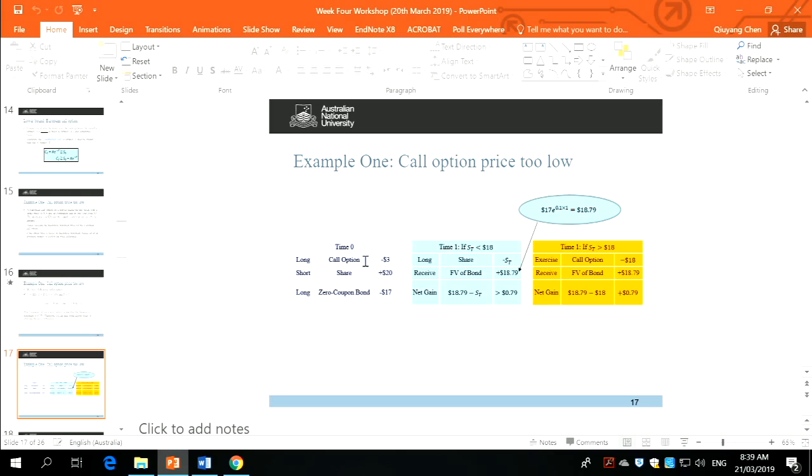The reason why we do this is because we want to have a zero setup cost today, right? So zero setup cost is the essence of the arbitrage strategy.